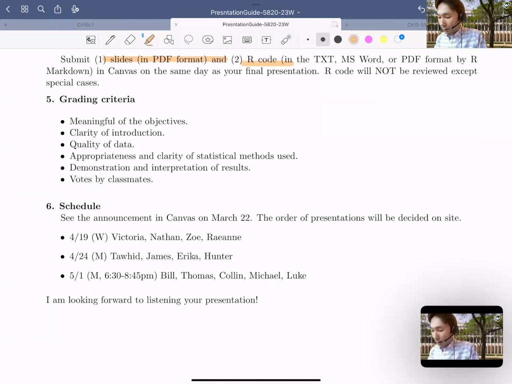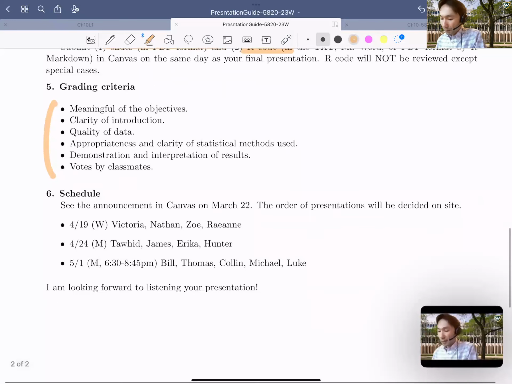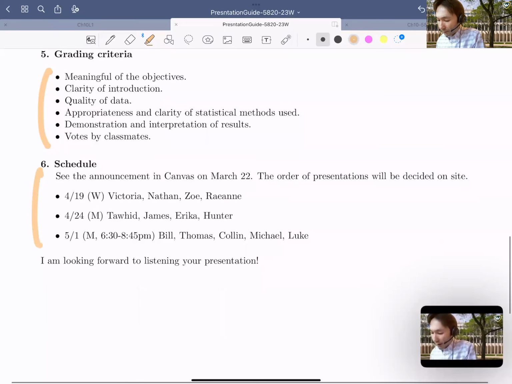And yeah, grading criteria. So these are: meaningfulness of objectives, the clarity of introduction, quality of data, appropriateness and clarity of statistical methods, demonstration and interpretation of results, and the votes by classmates. And the schedule is here.